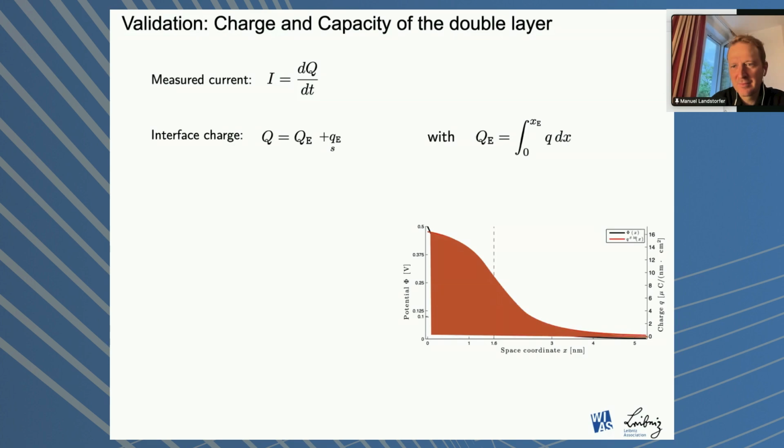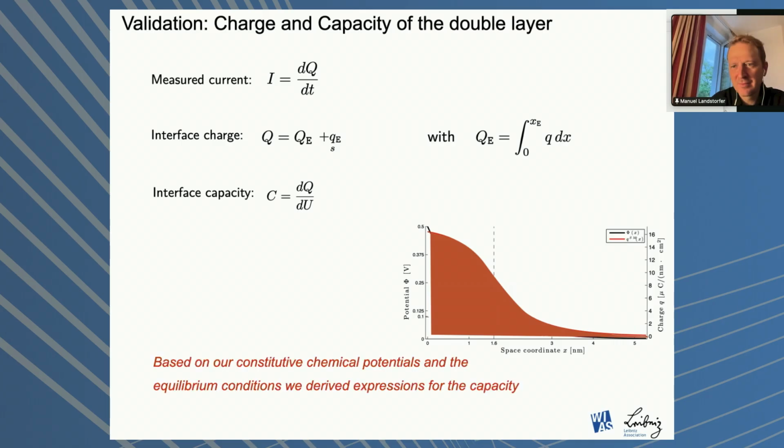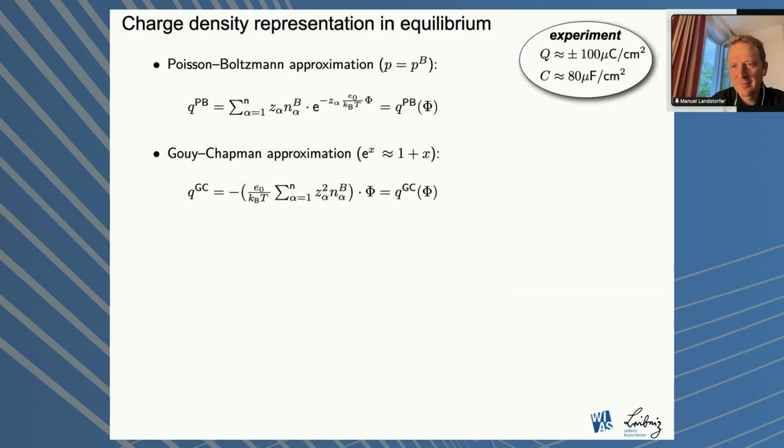So that's the QE part, the volume integral or the line integral over Q in x direction, plus a surface charge QSE. And the capacity is then the derivative of this interfacial charge with respect to applied voltage. And this is something which can be very precisely measured and also be computed from a continuum thermoelectrodynamics. And based on the constitutive chemical potential functions I just showed you before, we can compute the capacity for different salt concentrations, applied voltages, and so on. And this is what we are going to do next.